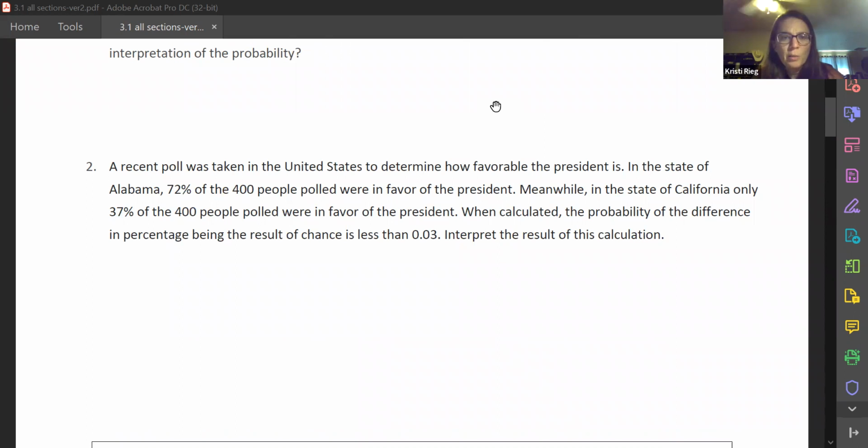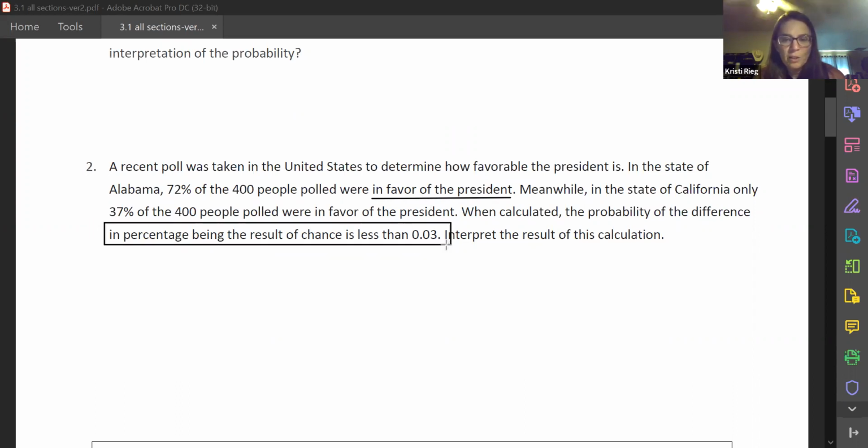Okay, so here we have again a situation, a poll talking about people in different countries determining how favorable the president is. And we're talking about people that are in favor of the president. So that's what our conclusion is going to be about. And then the other thing is the level of significance. So it says being a result of chance is 0.03. Now that wasn't a choice.